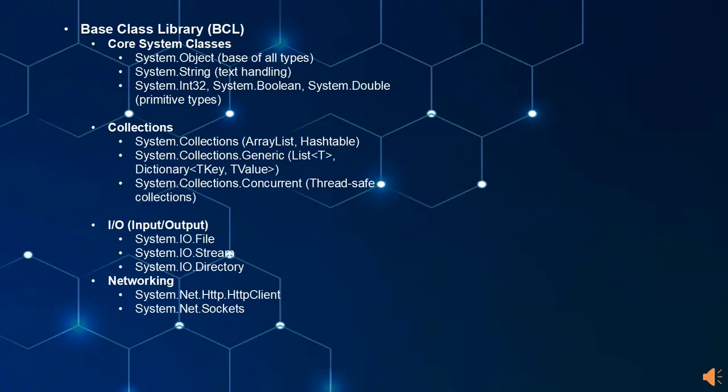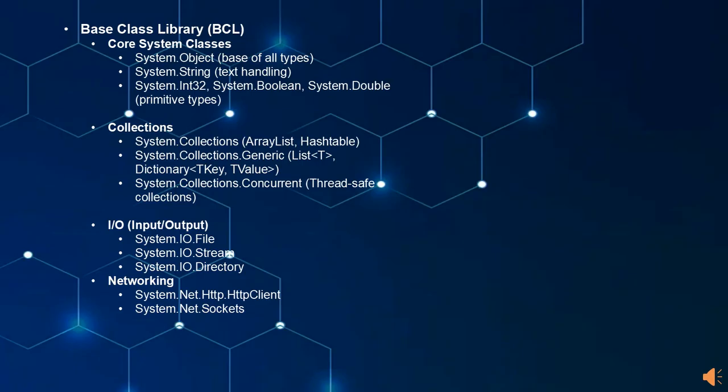In the Base Class Library, BCL, we have core system classes like System.Object, base of all types, System.String, text handling, System.Int32, System.Boolean, System.Double, primitive types. Then we have collections like System.Collections, ArrayList, Hashtable, System.Collections.Generic, List, Dictionary, System.Collections.Concurrent, thread-safe collections.